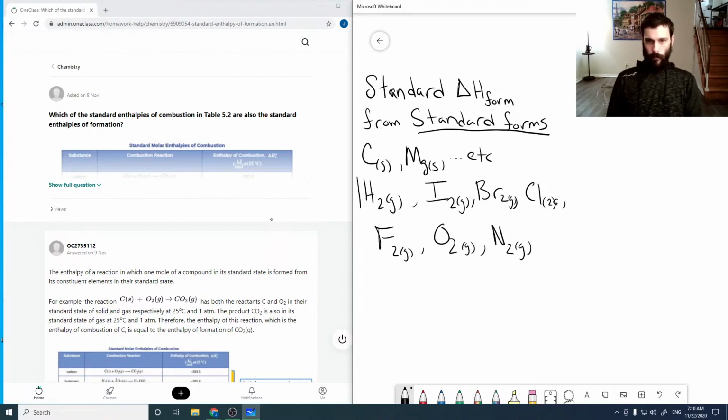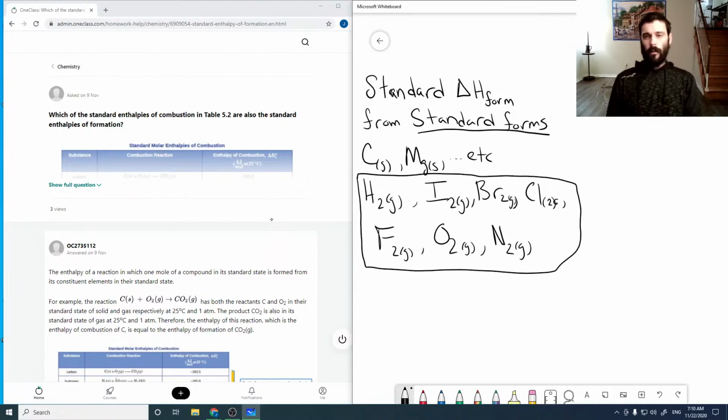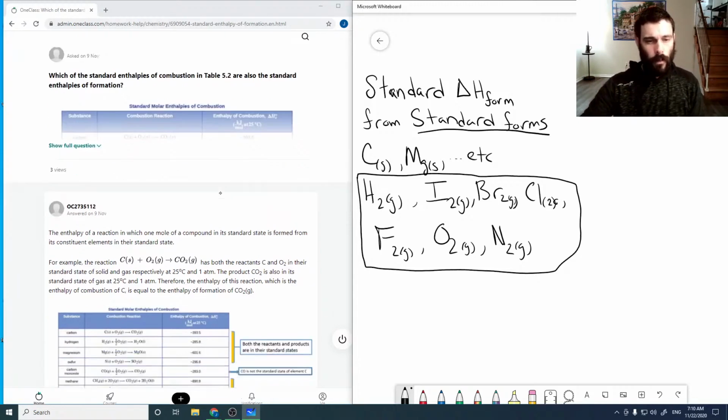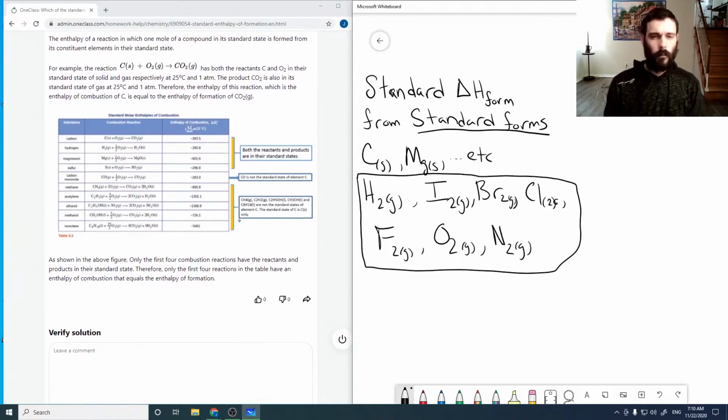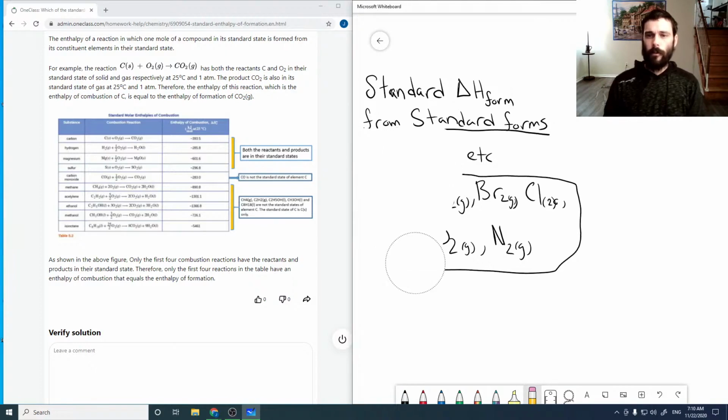And really, these guys are the main ones to remember, because everything else is going to be, if it's not in just a solid form, then it's likely not in its standard form. And so you can a little bit see the table here. And so running through some of these reactions, just to get some examples.